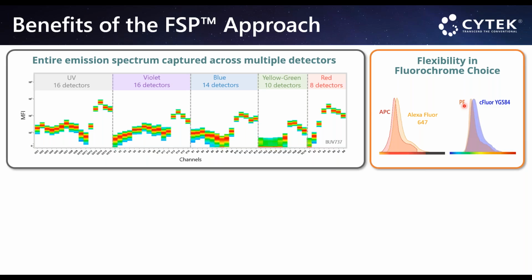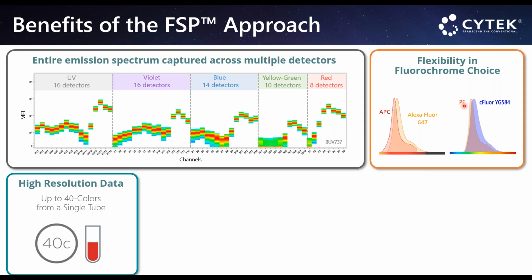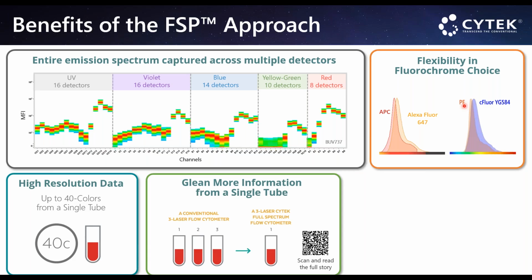So a lot more flexibility in your fluorochrome choice. You can use more fluorochromes together in a panel. Ultimately, that is providing you the ability to increase the complexity of your assays and drive at more answers per sample.